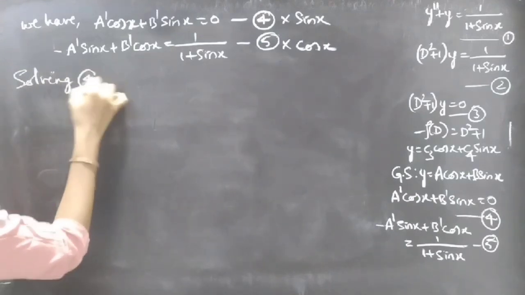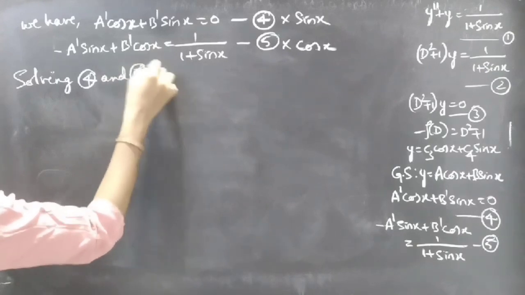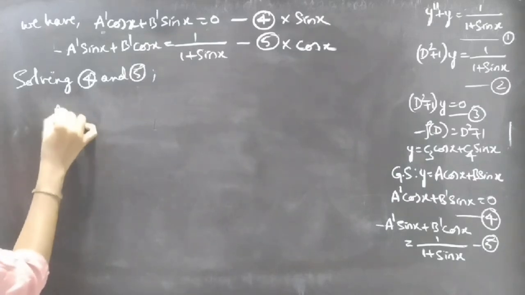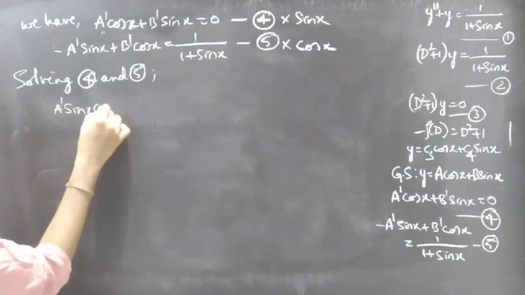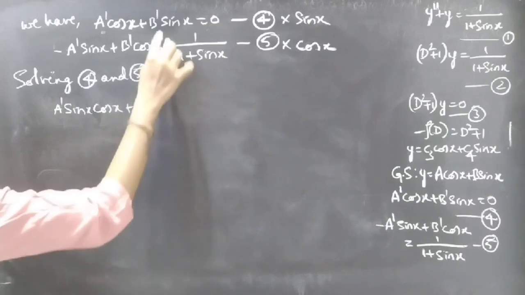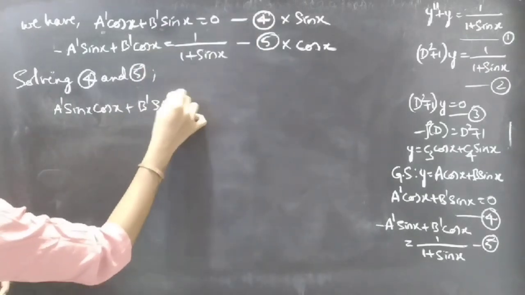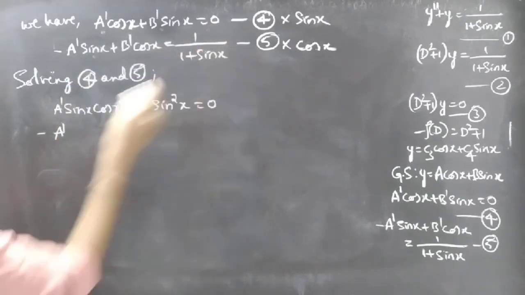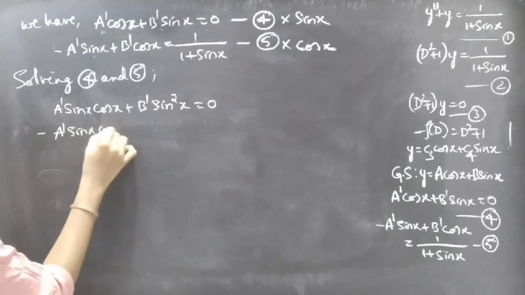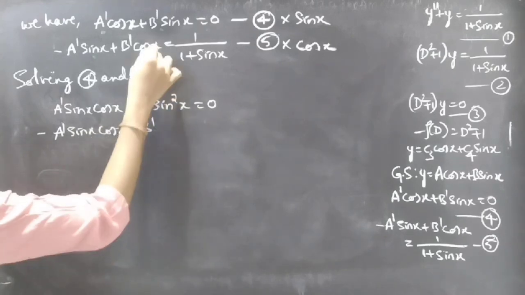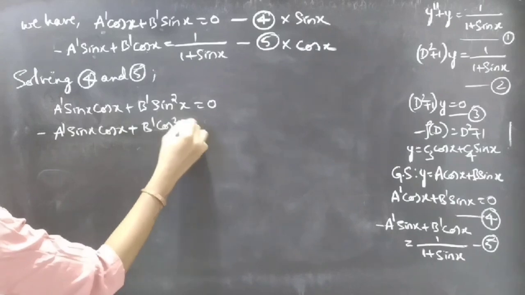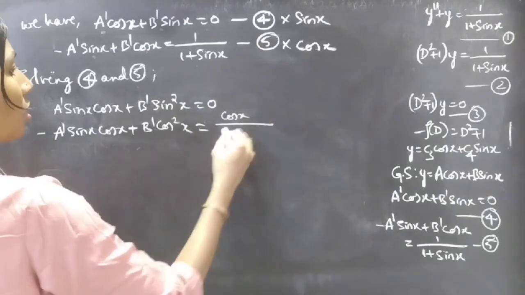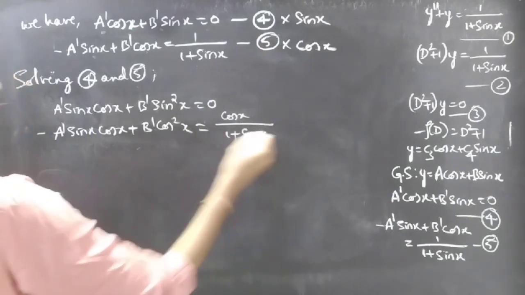Solving equation 4 and equation 5. Multiply equation 4 with sin x, we'll get a dash sin x cos x plus b dash sin x into sin x is sin square x equal to 0. Minus a dash sin x cos x plus b dash cos x into cos x is cos square x equal to cos x into 1 by sin x is cos x by 1 plus sin x, right?